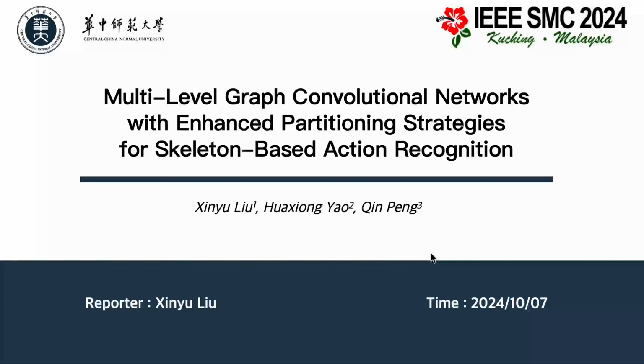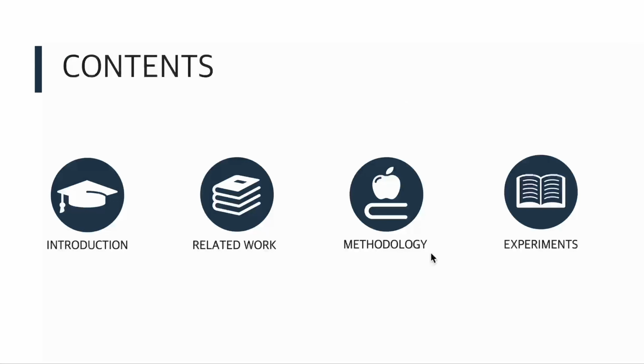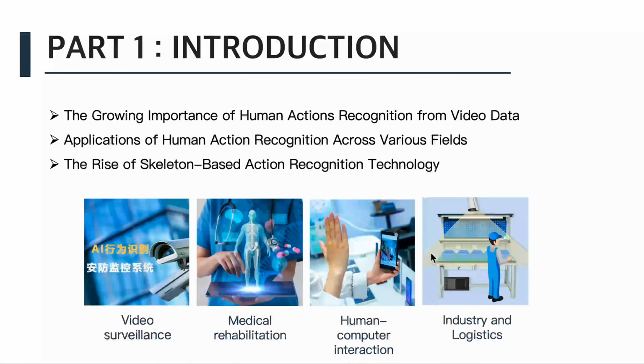My name is Liu Xinyu, and I'm here to discuss our recent work titled Multi-level Graph Convolutional Networks with Enhanced Partitioning Strategies for Skeleton-based Action Recognition. I divide my presentation into 4 parts: introduction, related work, methodology, and experiments. First of all, I will introduce the background and significance of this topic.